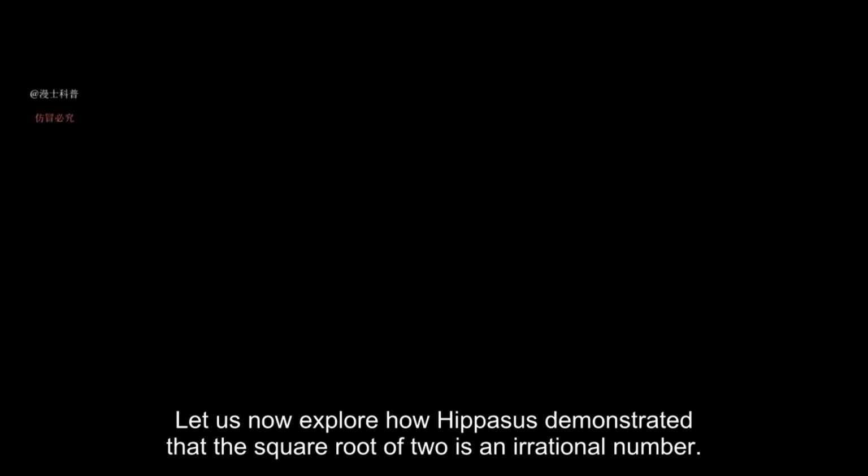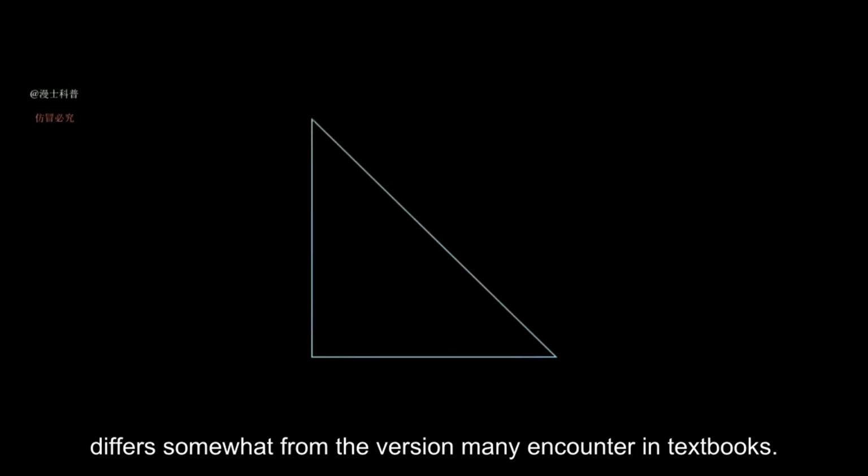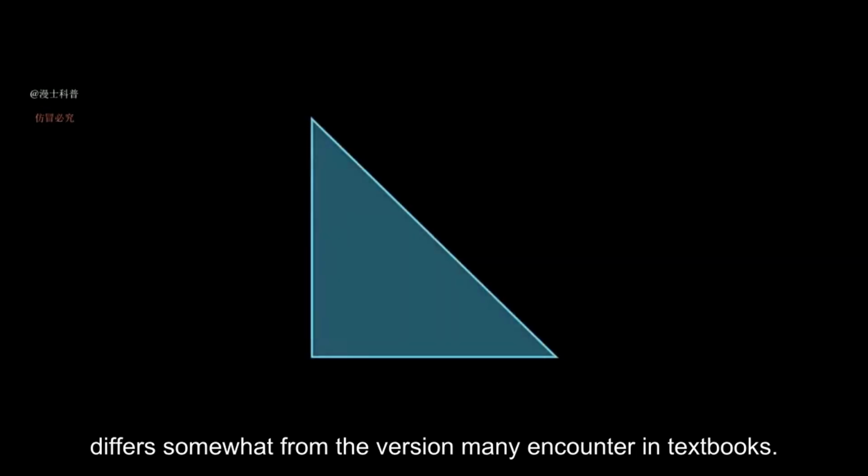Now, with this understanding that the ancient Greeks preferred using geometry to explore algebraic problems as a foundation, let us now explore how Hippasus demonstrated that the square root of 2 is an irrational number. This proof, in fact, differs somewhat from the version many encounter in textbooks.